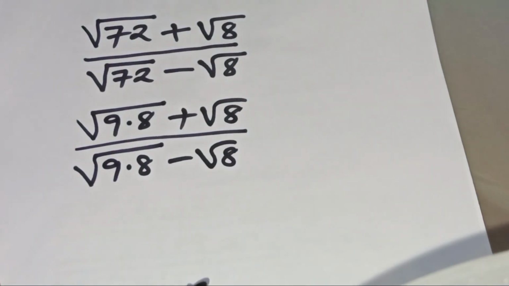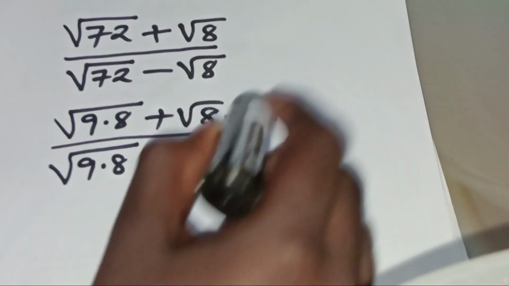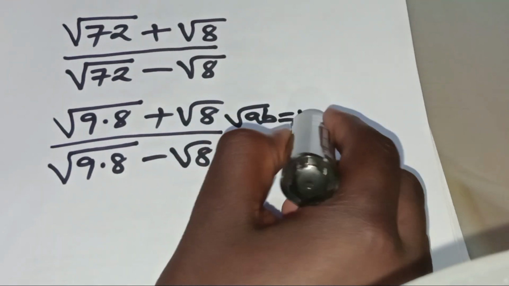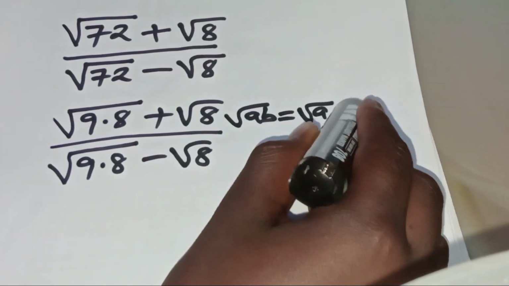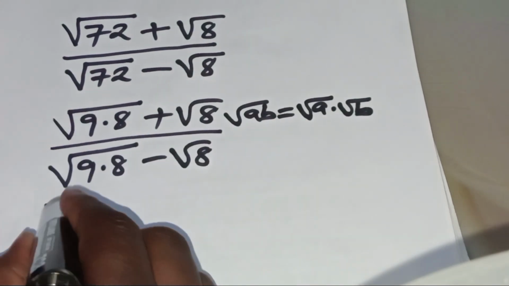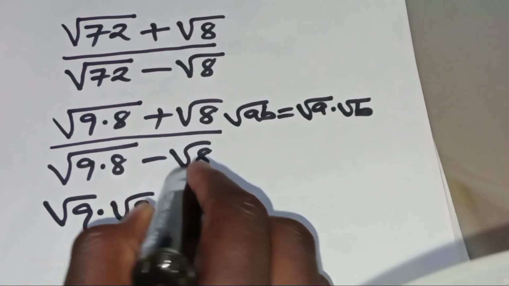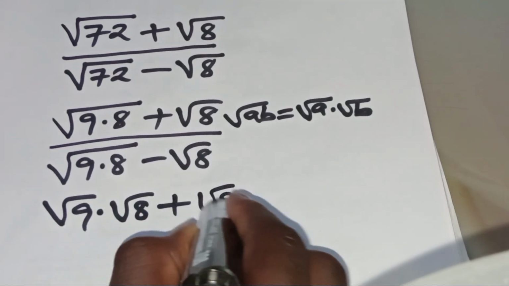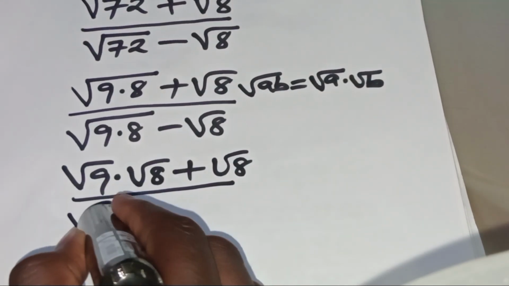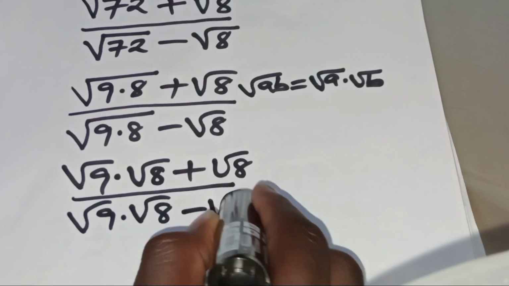Now, given that the square root of ab is the square root of a times b, we can separately write this as the square root of a multiplied by the square root of b. Applying this property, we have the square root of 9 multiplied by the square root of 8, plus square root of 8, divided by square root of 9 multiplied by square root of 8 subtract square root of 8.